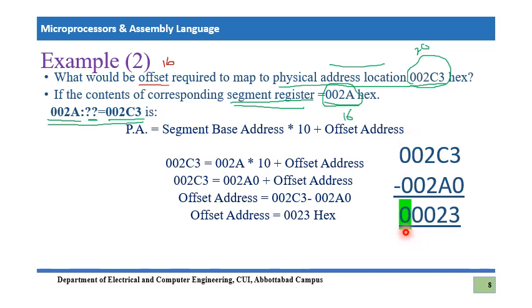Remember, we are interested in the calculation of offset. Offset is supposed to be how much? 16 bits. So we need to take only this part of the offset, and the remaining part, this 0, I mean this 0, is an extra part, so we can reject it. So the offset address which we were supposed to calculate is equal to 0023 hex. I hope you have understood the concept.